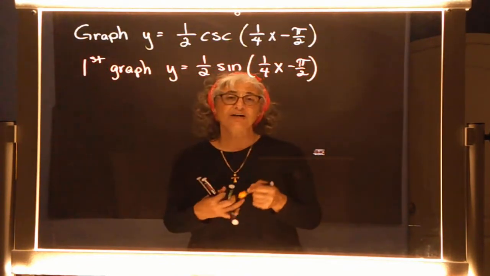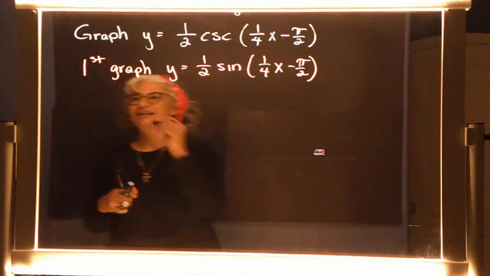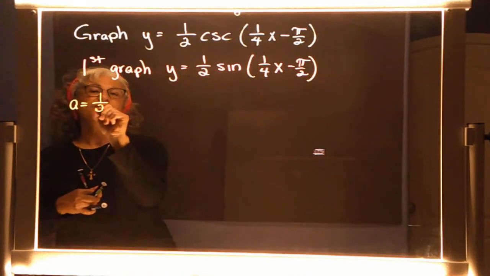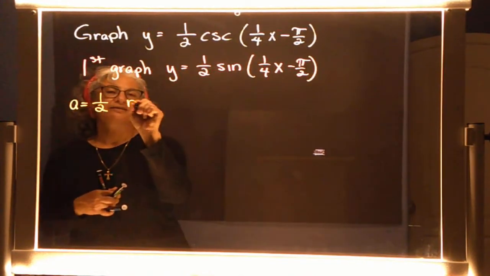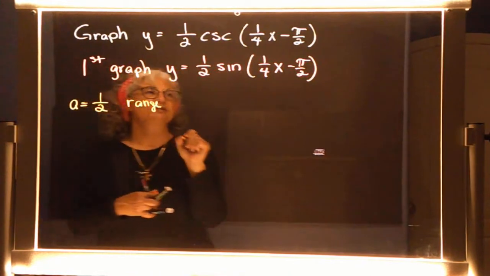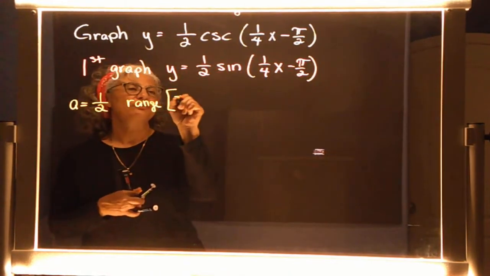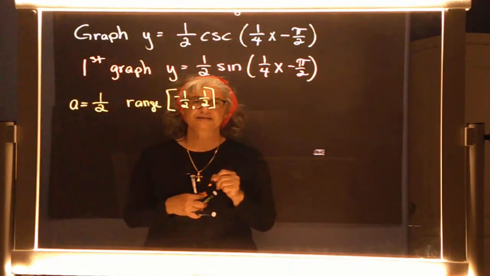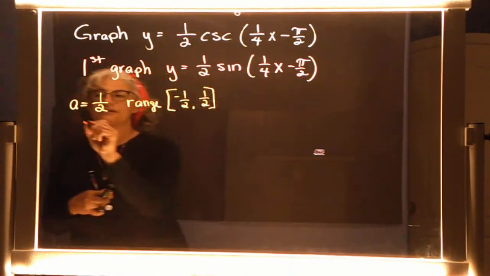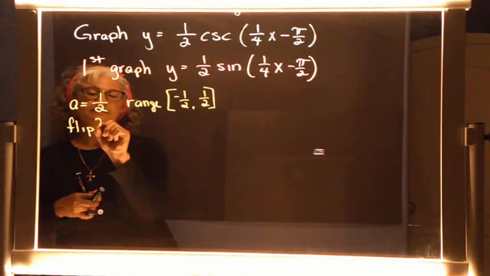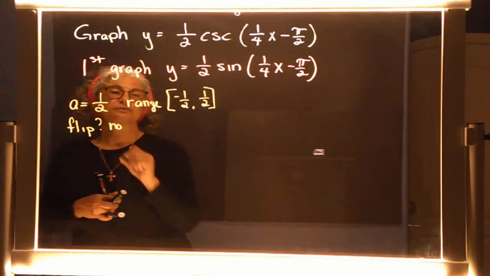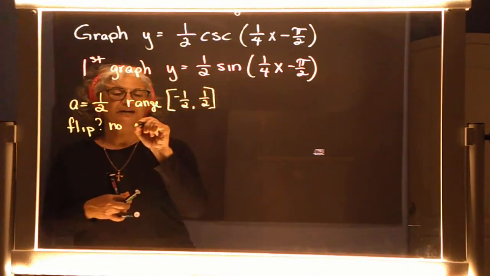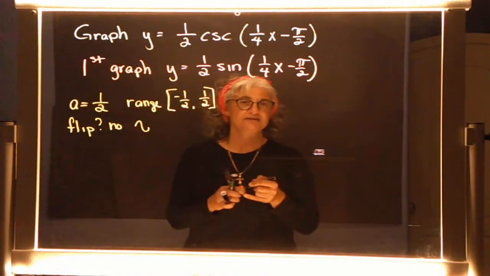What's the first thing you've got to find? That's right, amplitude. What's my amplitude in this case? Good, 1/2. What's the amplitude tell you? Excellent, the range. What will my range be in this case? Good, inclusive, negative 1/2 to positive 1/2. Excellent. And that's right, you have to ask yourself if it flips. Does it flip? No. Excellent. So what's the sine graph look like? Yeah, the mountain to the valley, so it's going to stay the mountain to the valley, right?